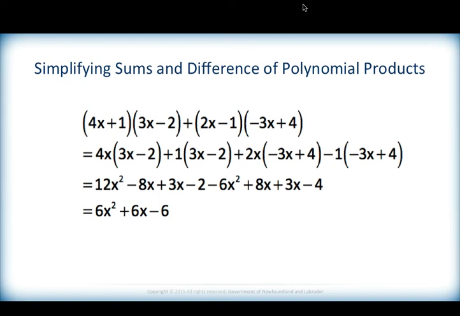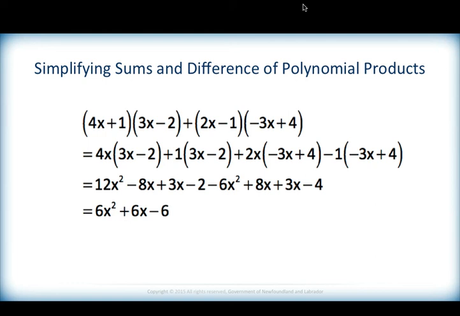Once you do that and you work that all out, you're going to be left with 12x squared subtract 8x plus 3x subtract 2. That's going to be for our first bracket. And then we're going to have negative 6x squared plus 8x plus 3x subtract 4. Those four terms are going to be for our last two binomials. Then when we compare and add our like terms, we are left with 6x squared plus 6x subtract 6.